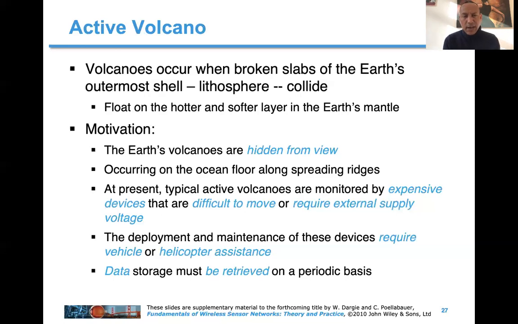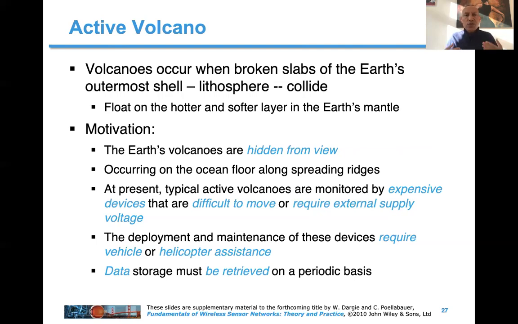Okay, another application, and this is our final application for today, is active volcano. What are active volcanoes? How do they come to take place? Active volcanoes usually occur when broken slabs of the Earth's outermost shell, which is the lithosphere, collide.